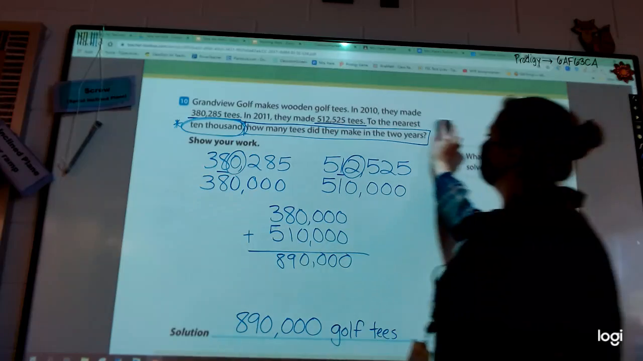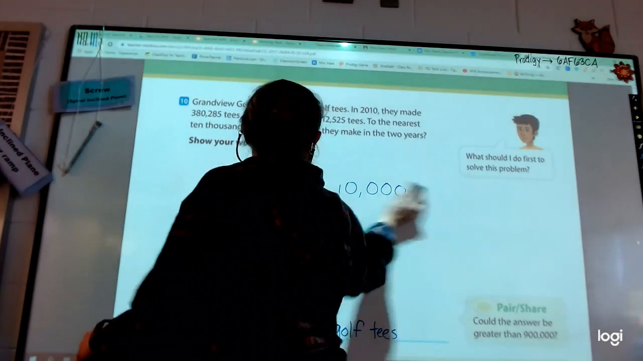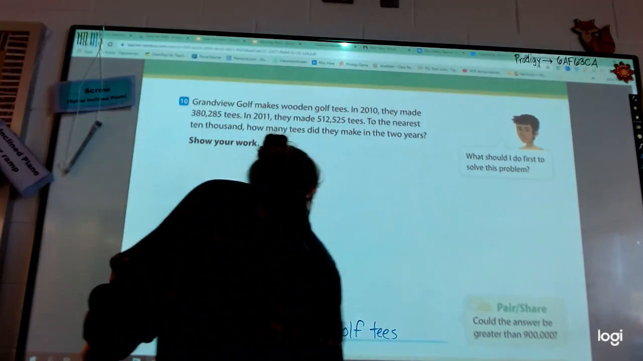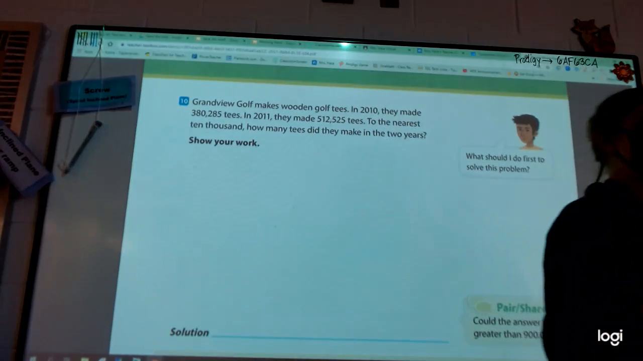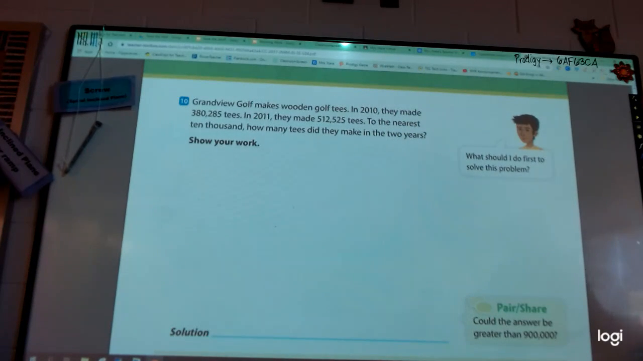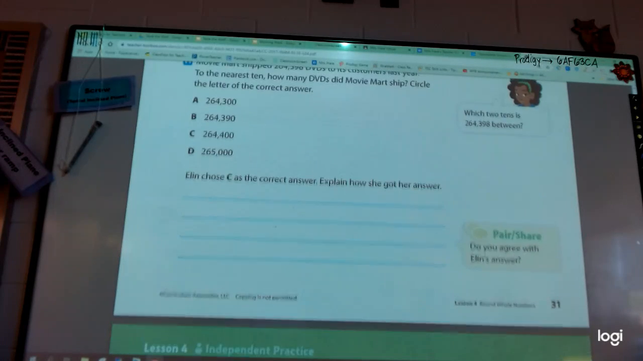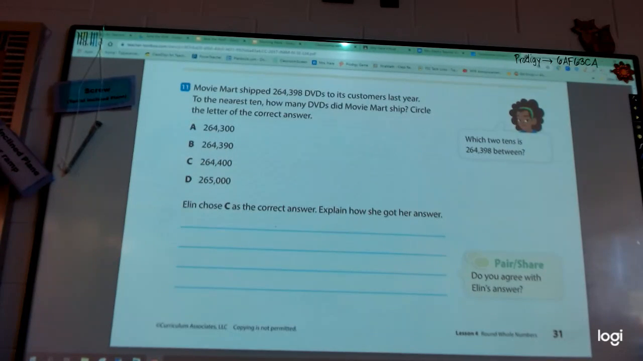Great job so far. We're getting smarter. All right, while I am scrolling my screen down, do I have a reader? All right, Chloe, nice and loud. Movie Mart shipped 264,398 DVDs to its customers last year. To the nearest 10, how many DVDs did Movie Mart ship? Circle the letter of the correct answer.